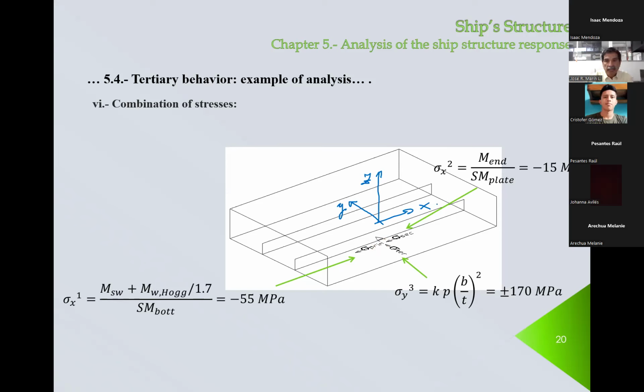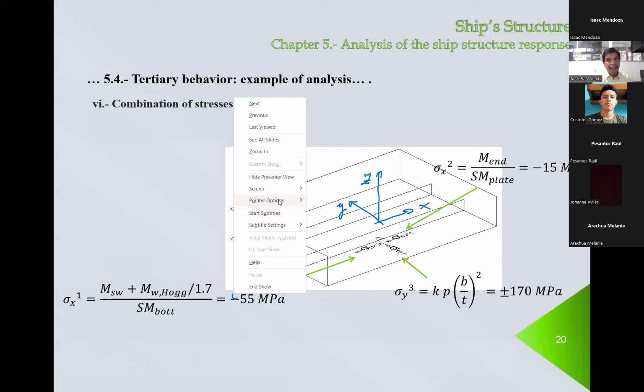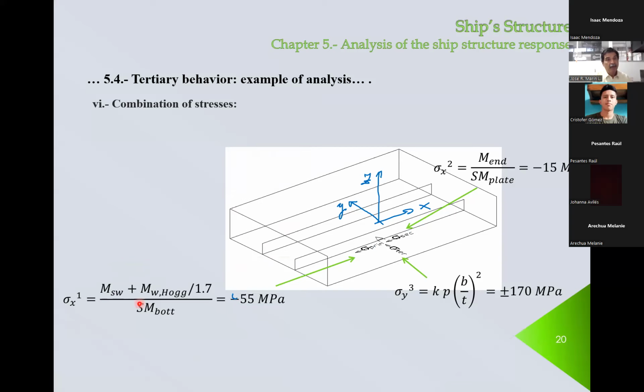Okay, so in the X direction, we have the primary stress. So this is the primary stress. Okay, so the primary stress, we calculate it as the bending moment divided by the inertia, now, the section modulus. But in this case, we have to be careful because we are calculating this stress in the bottom. Okay, so let me go back.